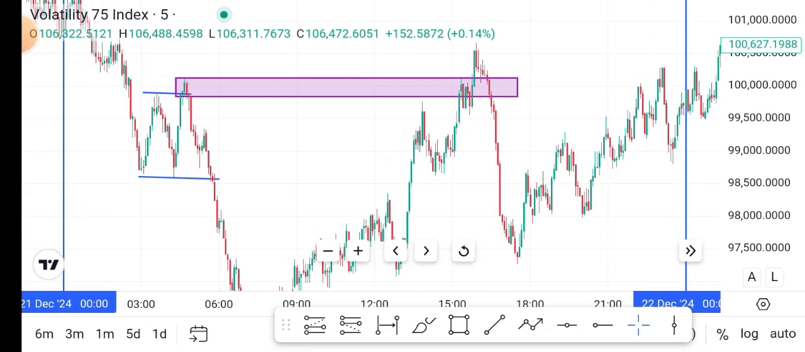So guys, any successful trader does not need 100 setups in a single day. You just need one single trade to make you successful.